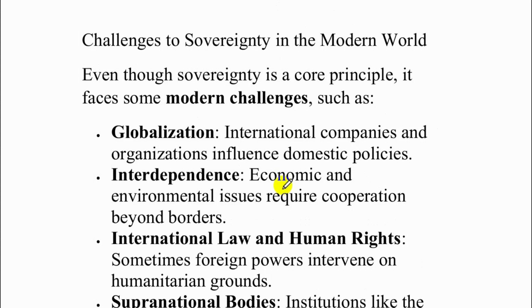Challenges to sovereignty in the modern world. Even though sovereignty is a core principle, it faces some modern challenges such as globalization. In globalization, international companies and organizations influence domestic policies. Interdependence: economic and environmental issues require cooperation beyond borders.